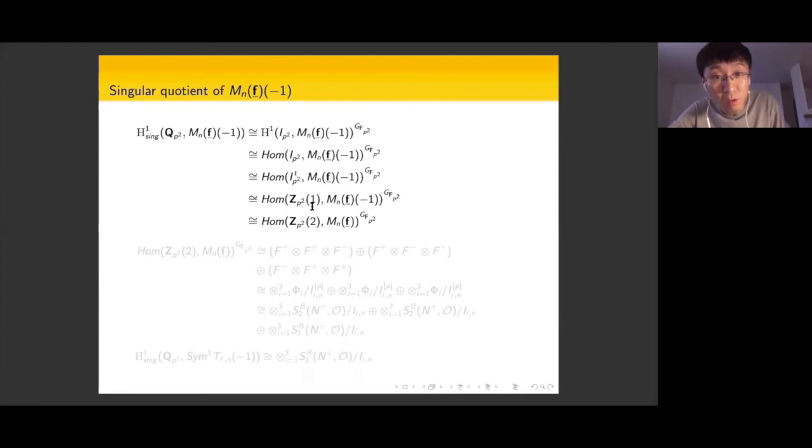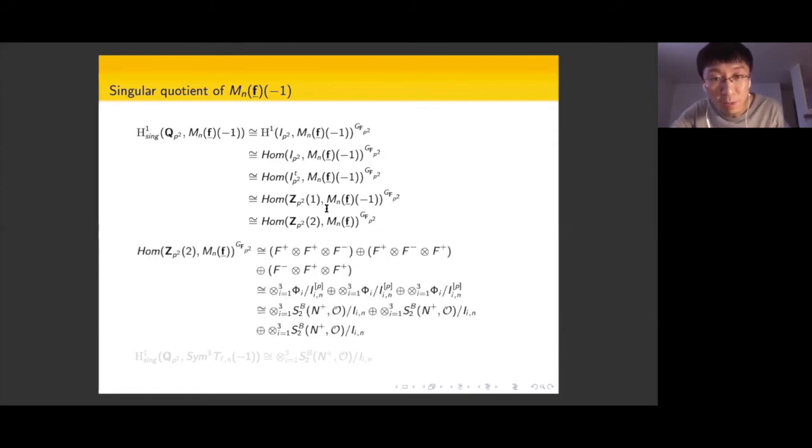Sorry, this is Z_l, because this is the l-adic representation. So the only factor in the tame inertia that is left is the factor at l, and you have a Hom from Z_l to this triple tensor product Galois representation. And remember, this is twisted by -1, and you can move this to here, and you have this Hom. So the singular quotient is equal to the Hom of Z_l twisted by 2 to the triple tensor product of Galois representations.